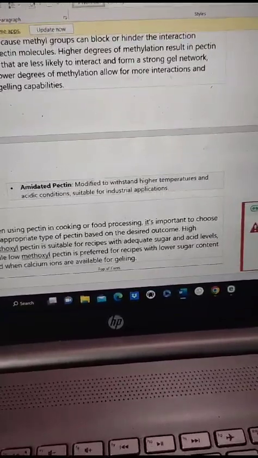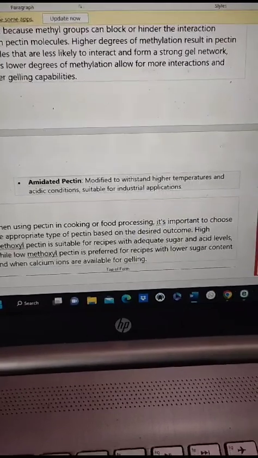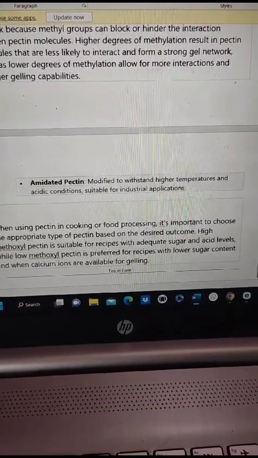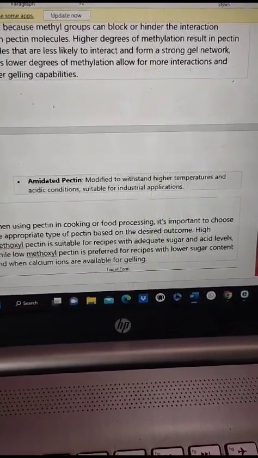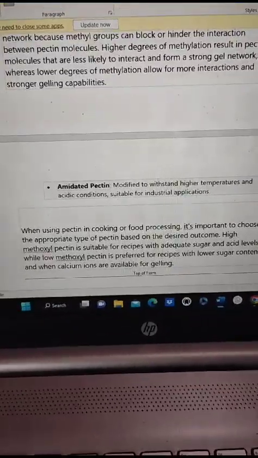And the next one is amidated pectins, which are modified to withstand higher temperatures under acidic conditions, and mainly these are suitable for industrial applications.